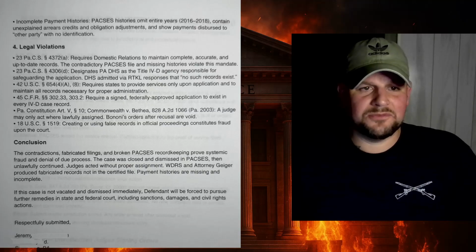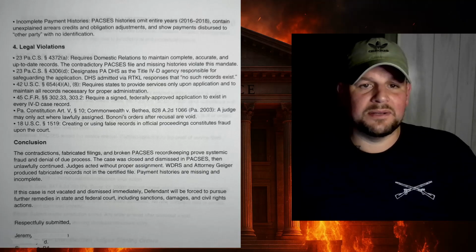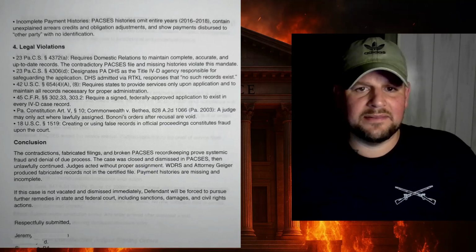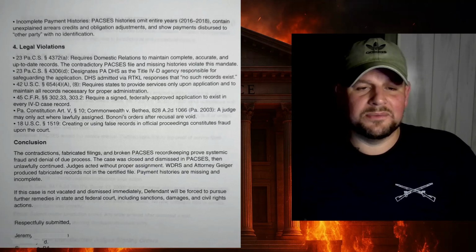Pennsylvania CS subsection 437 alpha requires domestic relations to maintain complete, accurate, and up-to-date records. The contradictory Pacey's file and missing histories violate this mandate. So these are all the laws that are broken by them not keeping updated files, things that were not complete, things that were added after, just a bunch of BS. Those are all the laws that show everything is wrong with what they're doing.